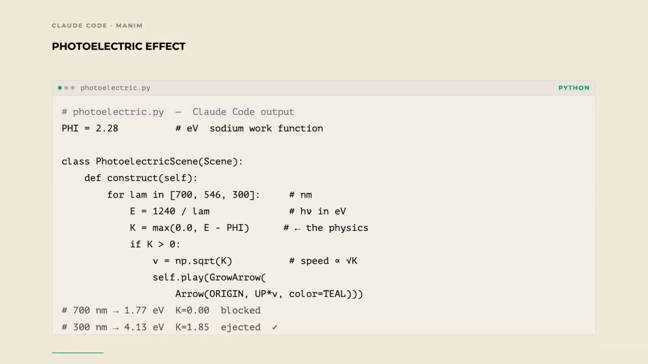Find this line: max of 0, E minus PHI. That is the entire physics. 1 subtraction, 1 clip to 0. Check phi is in electron volts. E is 1240 over lambda. The max enforces the threshold.